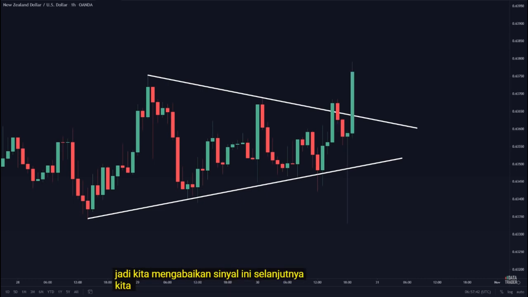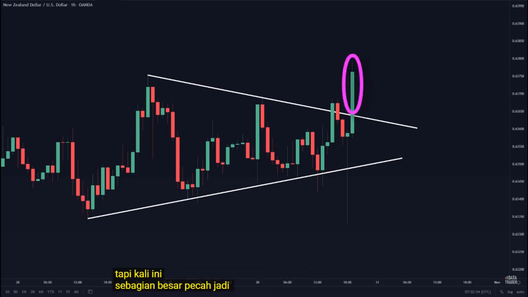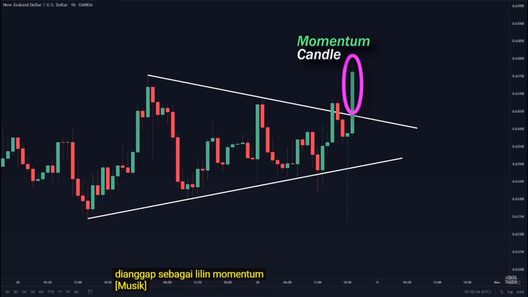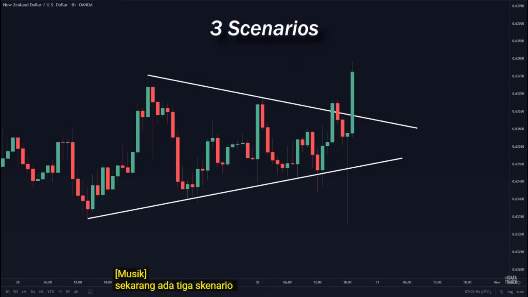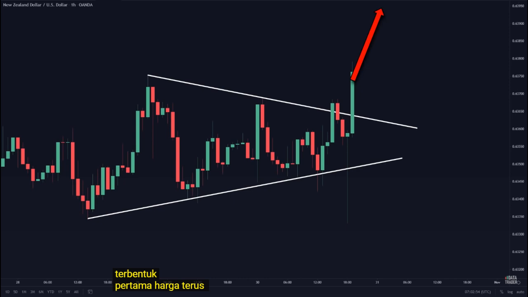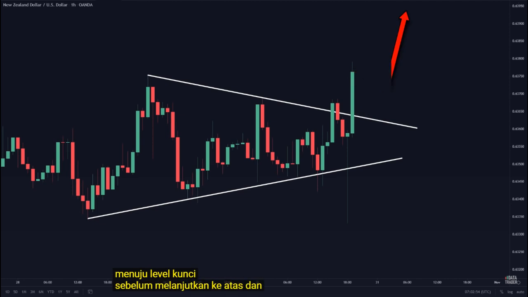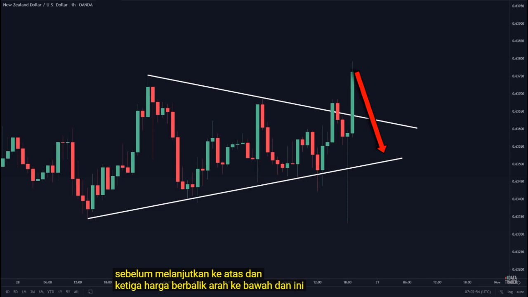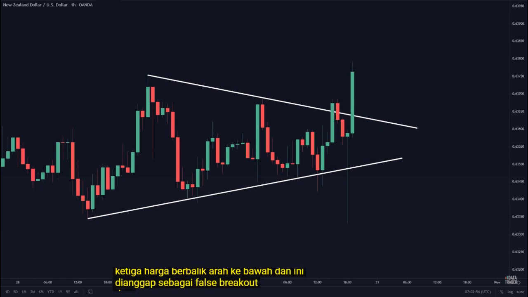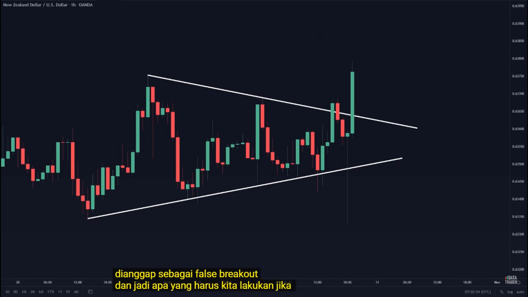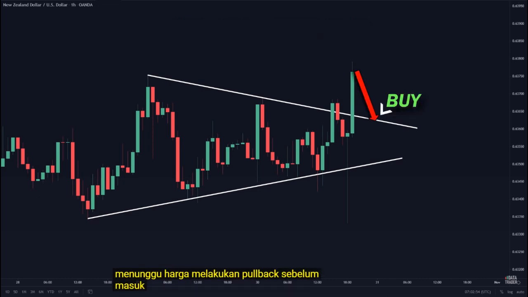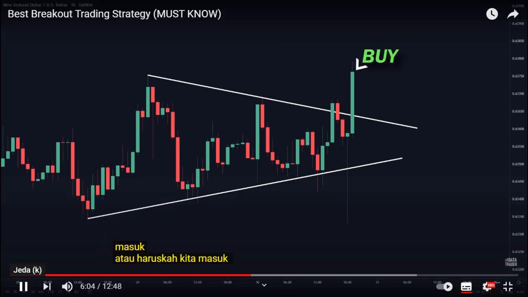Next, we saw that a big green candle broke out, but this time a big part of it broke out, so this counts as a momentum candle. Now, there are three scenarios that could happen after a momentum candle has formed. First, the price continues to trend upwards. Second, the price makes a pullback towards the key level before continuing upwards. And third, the price reverses downwards, and this counts as a false breakout. And so, what should we do? Should we wait for the price to make a pullback before entering? Or should we just enter right now?